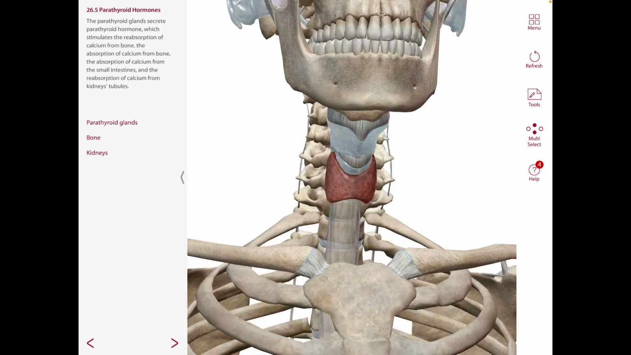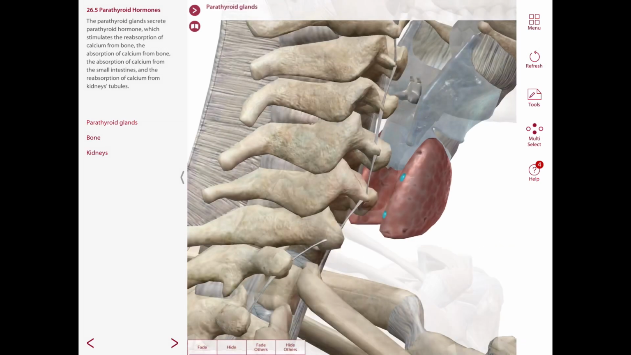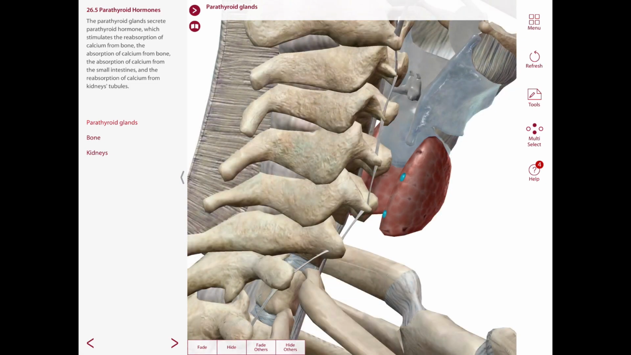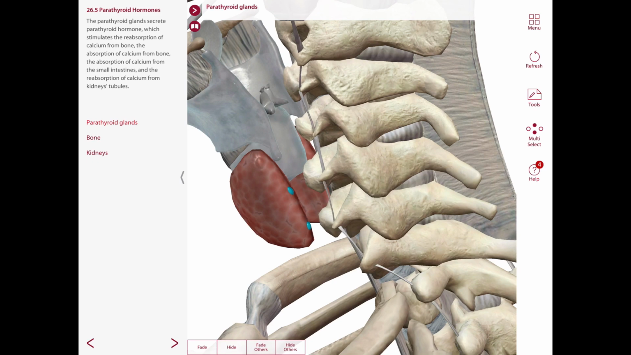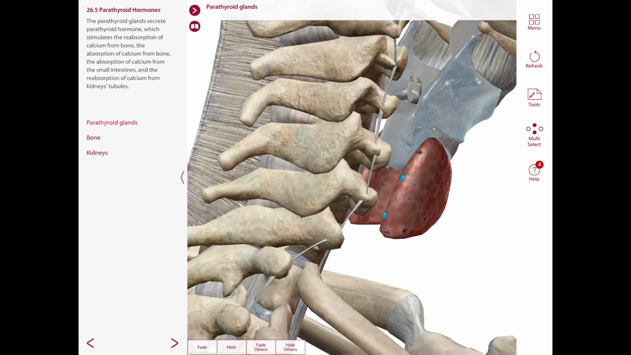Other glands we're going to find in the area of the neck are the parathyroid glands. These are usually 4 in number, 2 superior and 2 inferior, 2 on the right and 2 on the left. These are going to be flattened oval bodies located on the posterior aspect of the lobes of the thyroid gland, which is this structure right here, under its fascial sheath.